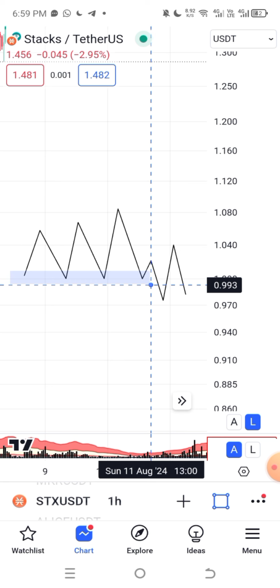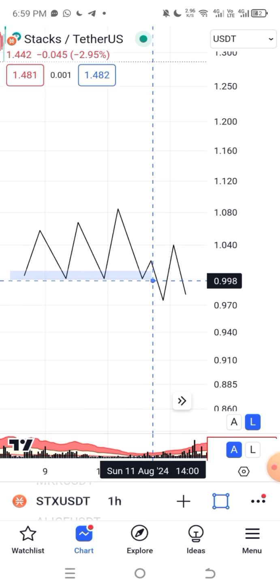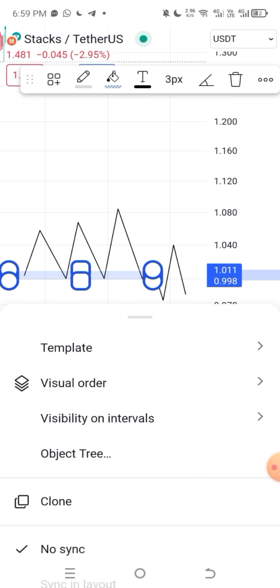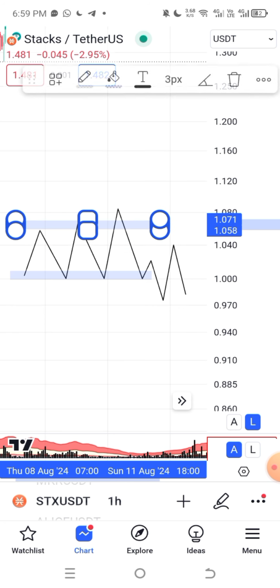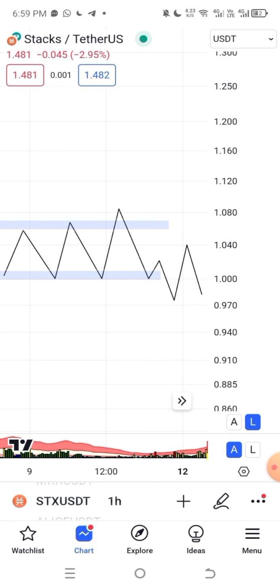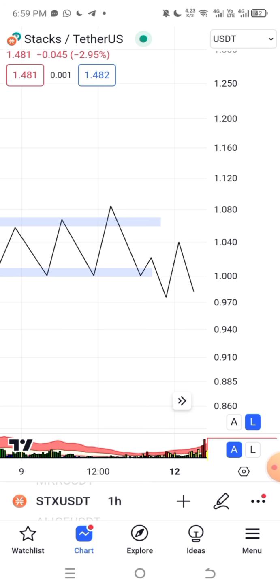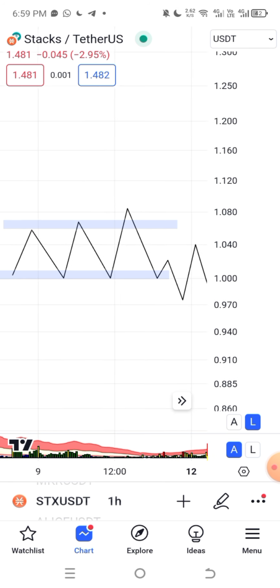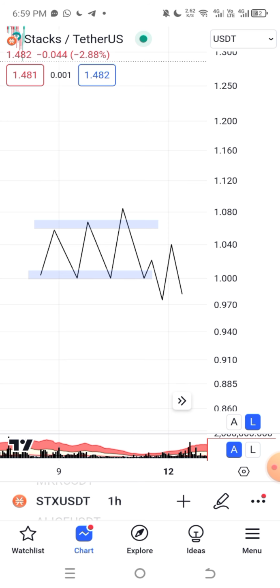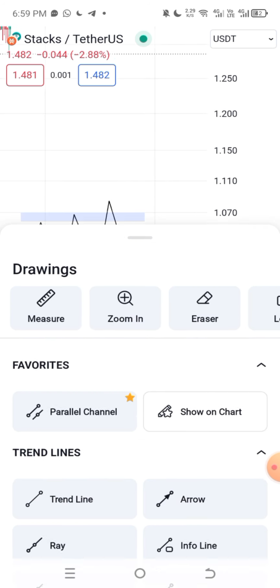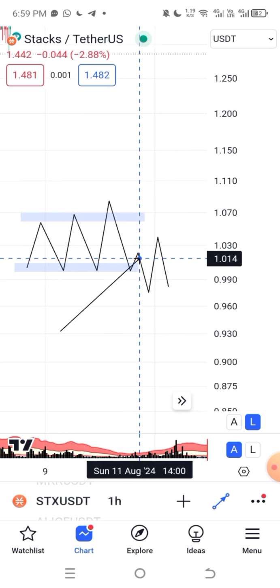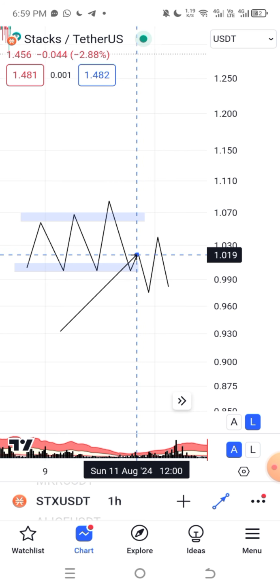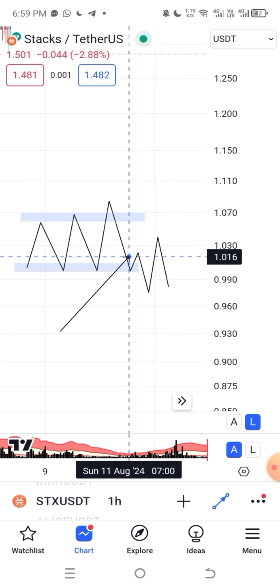Now you can see we have a range low there, and we also have a range high right here. Amazing. We have a range low and we also have a range high. Now, here's the amazing part of it. The moment this point is taken out, here is what we call an inducement.